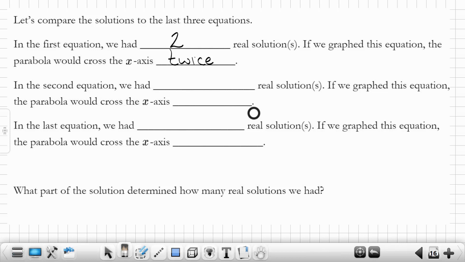In the second equation, we had 2 non-real solutions, or imaginary is fine. If we graph this equation, the parabola would cross the x-axis 0 times.